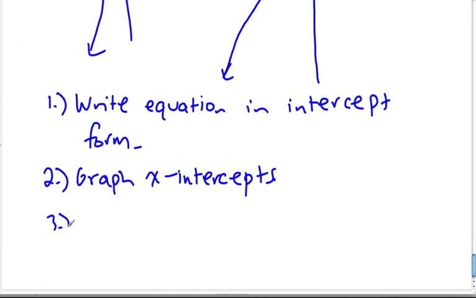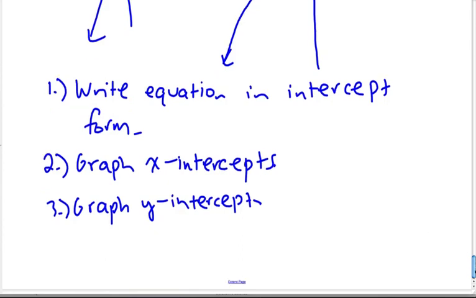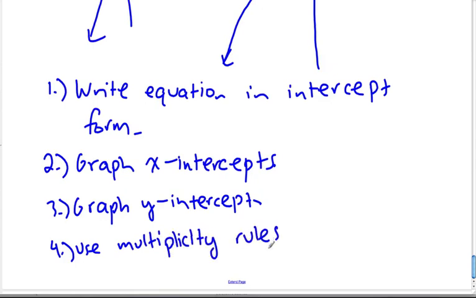Next, graph the y-intercept. We're going to graph the y-intercept. And after that's done, we're going to use the multiplicity rules to find the shape.